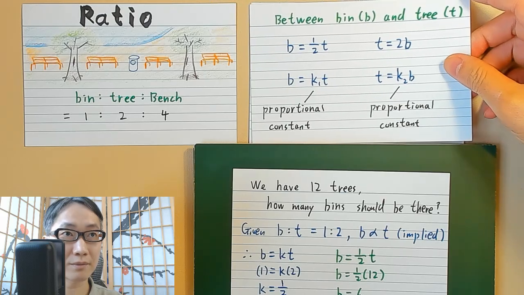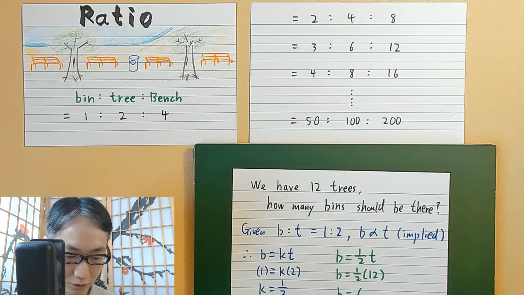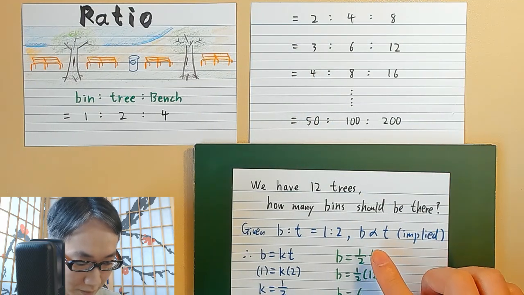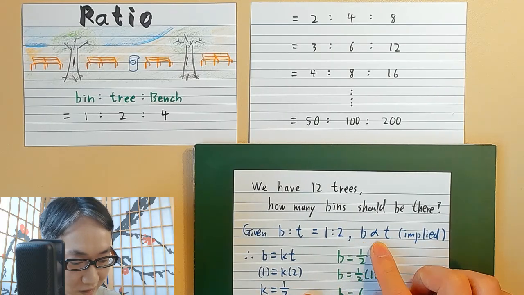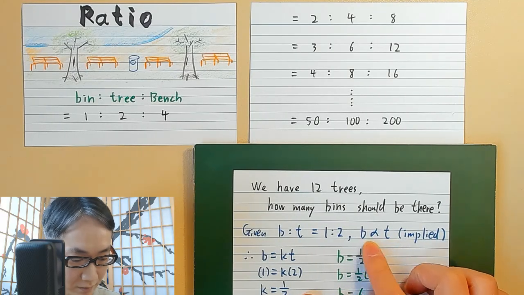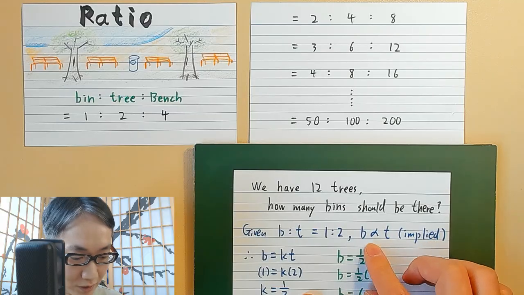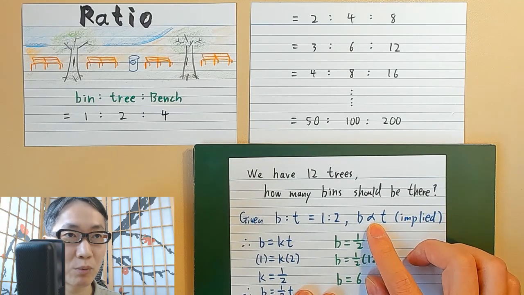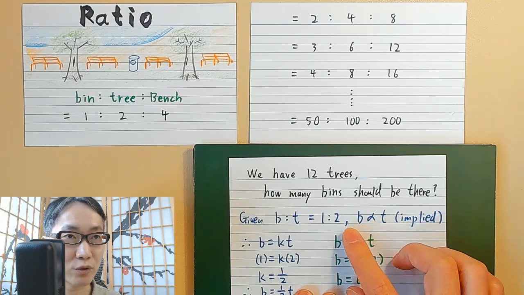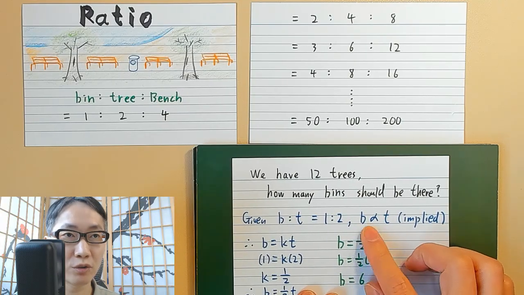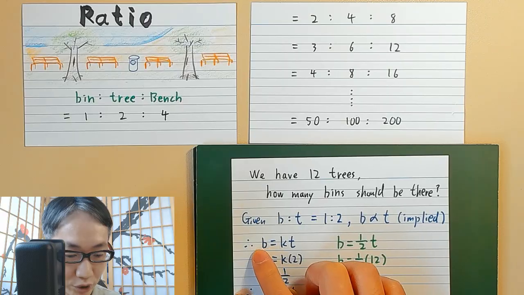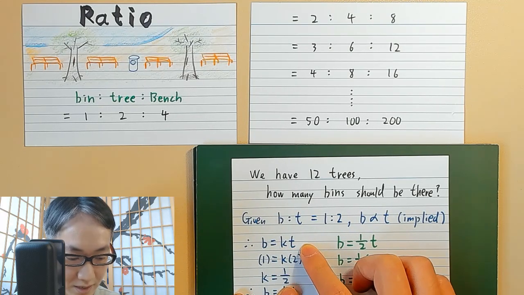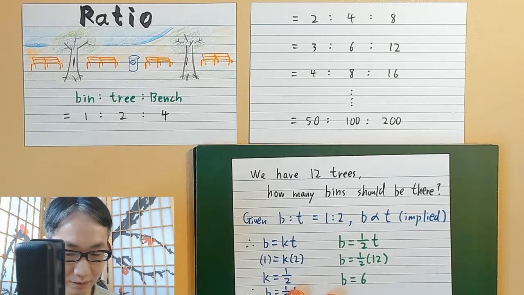Which means B is directly proportional to T. So this is a fish symbol that represents directly proportional. And when two variables are directly proportional, it means that they can be expressed in this form: B equals K T.